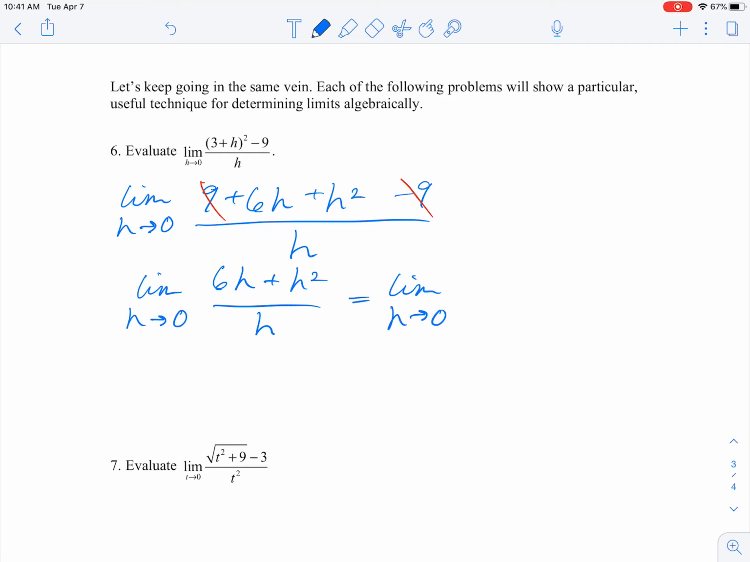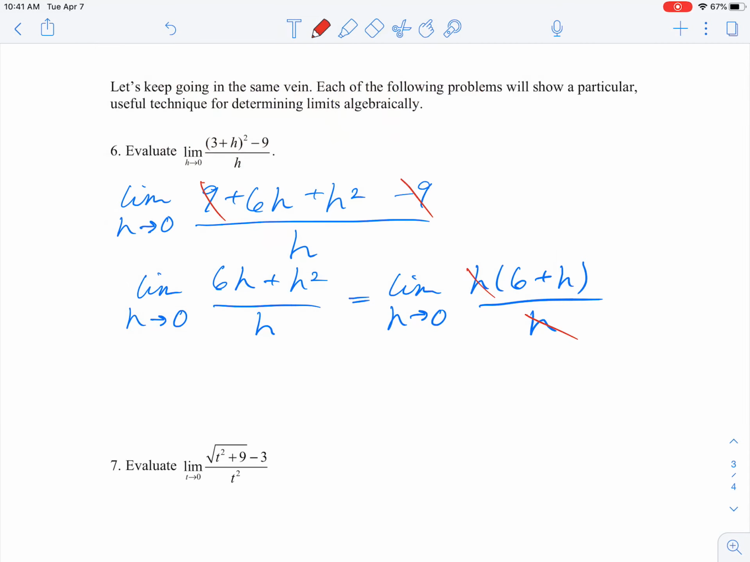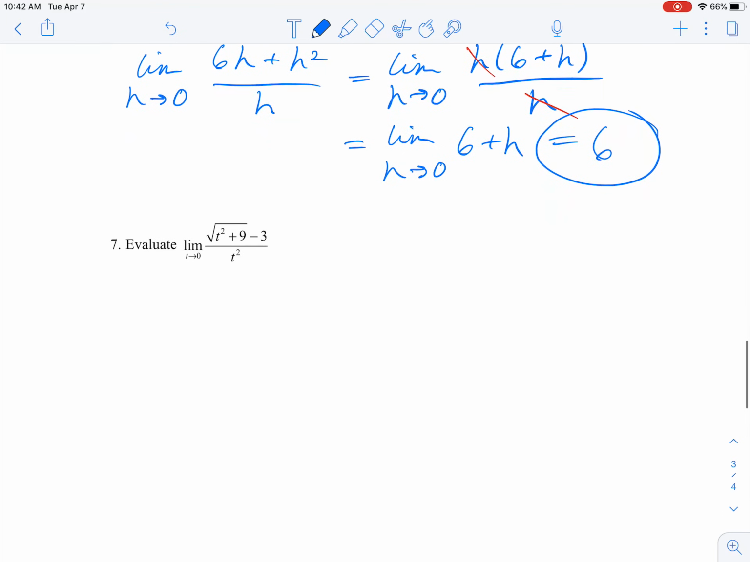Limit as h goes to 0. Yes, you do need to rewrite this every time. I know some of you have already stopped doing that. You need to rewrite your limit every time. H factored out, we get 6 plus h divided by h. H's cancel. And we've now got the limit as h goes to 0 of 6 plus h, which looks like 6. Classic method.